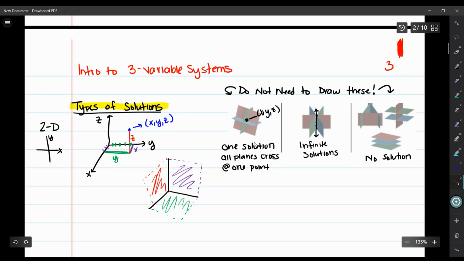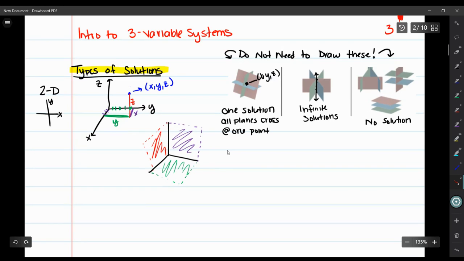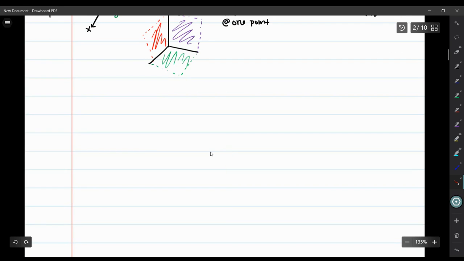Okay, we're not going to be drawing these much. We're more of just I want you to visualize the space that we're in. Now let's talk about how to check for solutions. Checking for solutions.